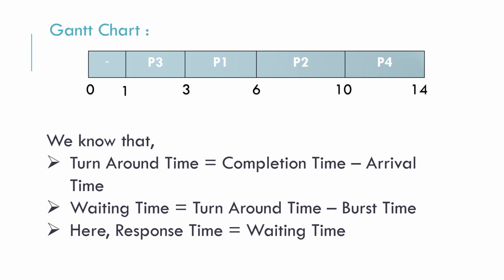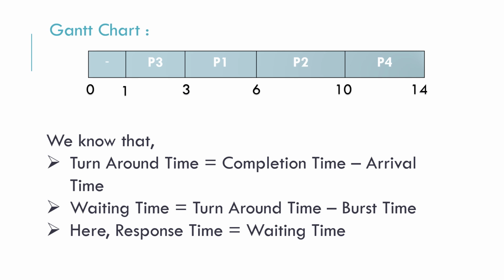Next, P4 arrives into the ready queue at 4 milliseconds, where P2 is already in the queue. Comparing the burst times of P2 and P4, they are equal. When this situation occurs, the process which came first into the ready queue and requested for its execution will be executed first. Here it's P2. So P2 is executed and completion time is 10 milliseconds. Finally, P4 is executed with completion time 14 milliseconds. So that is the Gantt chart.